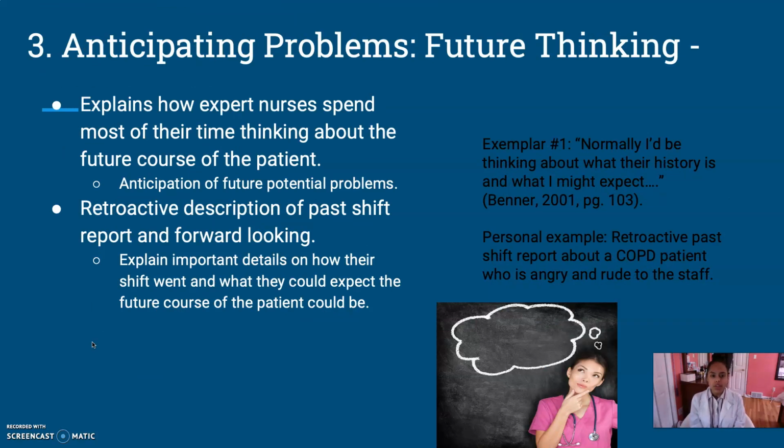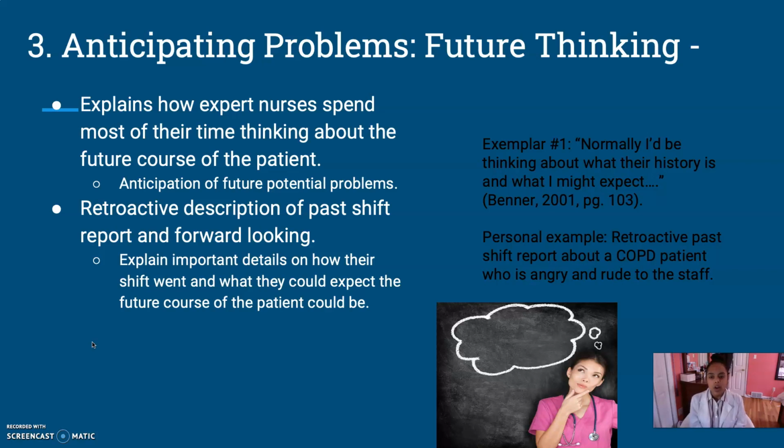So the third competency is anticipating problems, or future thinking. It explains how expert nurses spend most of their time thinking about the future course of the patient, and it needs anticipation of future potential problems. It's a retroactive description of past shift report and forward looking. And it explains important details on how their shift went and what they could have expected the future course of the patient could be.